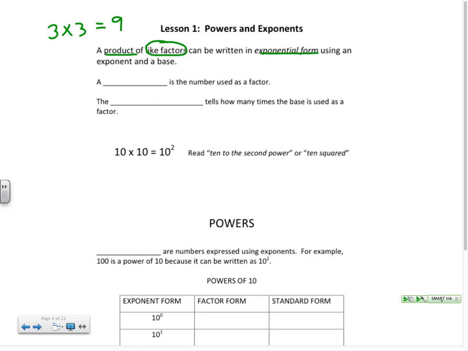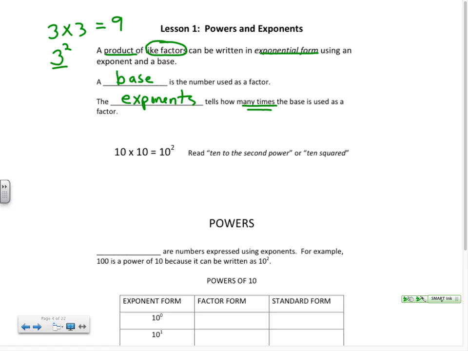What does that mean? All that means is you have 3, since you're multiplying it by itself 2 times, it's 3 to the second power. We use an exponent and a base. So a base is the number used as a factor. 3 is our base. And the exponent tells us how many times the base is used as a factor. So this is the important part for those exponents.